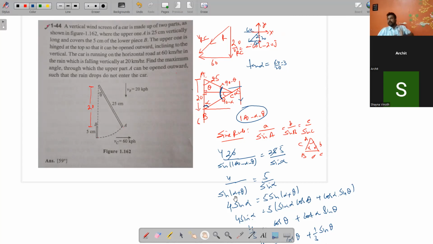I think the last concept left in this chapter is velocity of separation, velocity of approach. That we will finish in the next class, but we will do a few more questions.